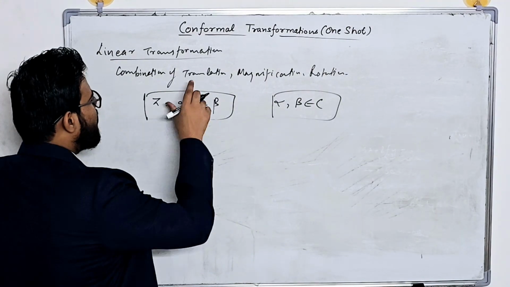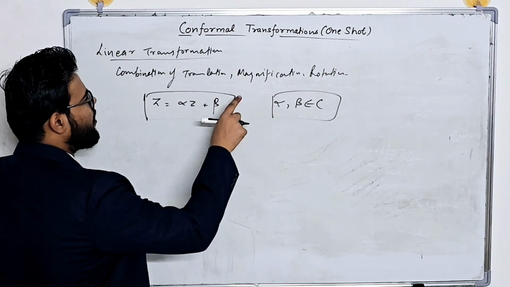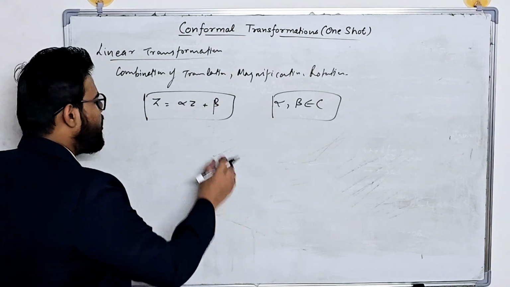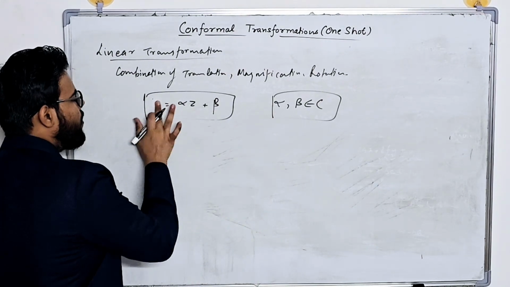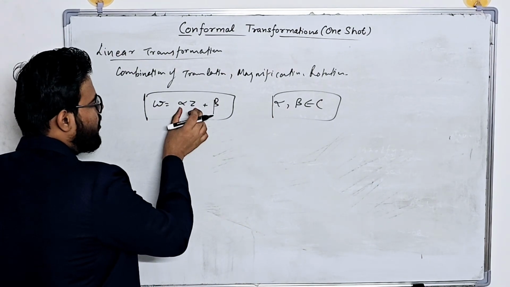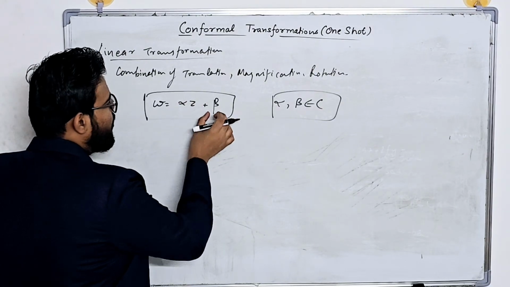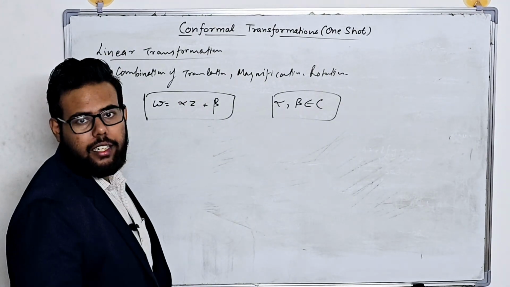Well, how is it then a combination of translation, magnification, and rotation? Well, some complex function plus a complex number, it is a translation.